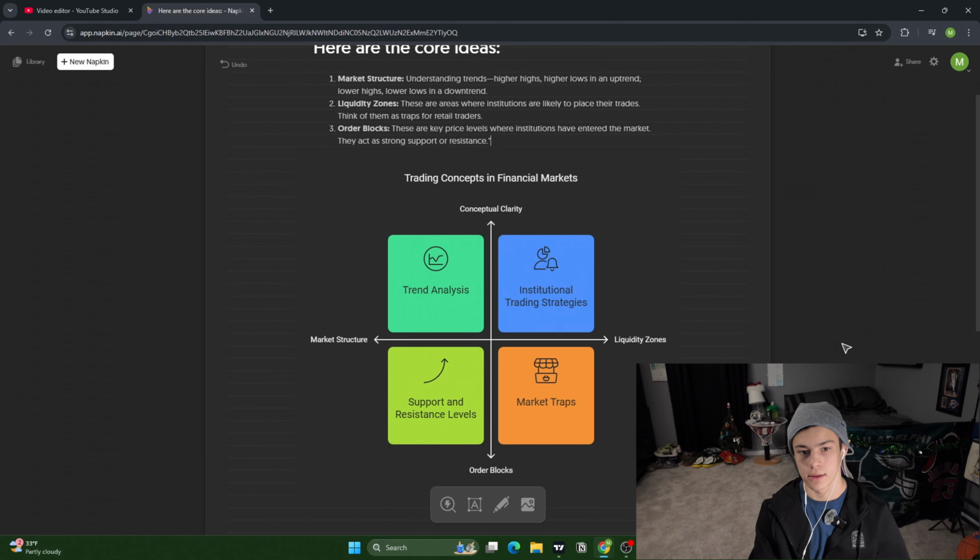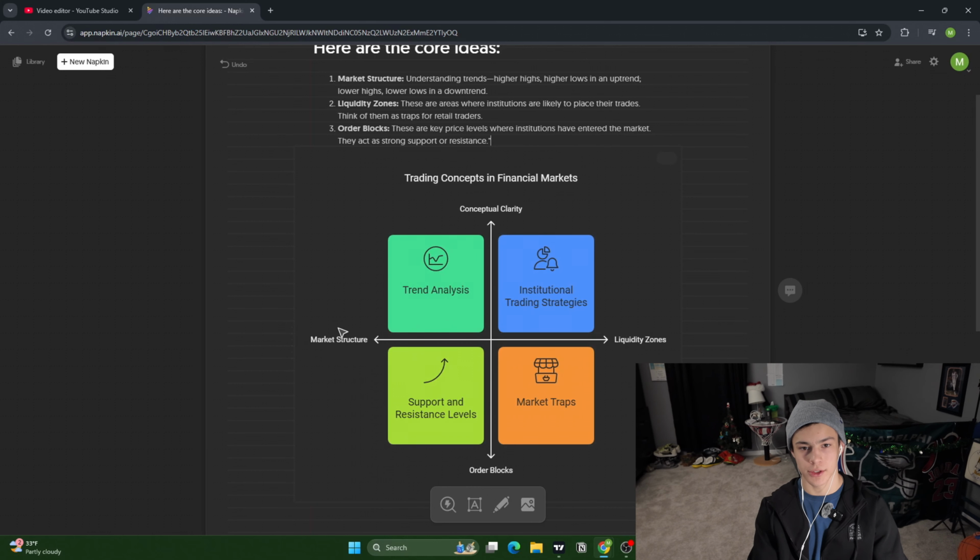If you don't know already, I trade Smart Money Concepts, or SMC, and it's a way of trading that focuses on institutional money. Big players like banks and hedge funds leave clues in the market, and SMC helps us spot these clues and trade alongside them. Here are some of the core ideas of trading SMC. Liquidity zones, order blocks, and market structure are the three main things we're gonna be focusing on.